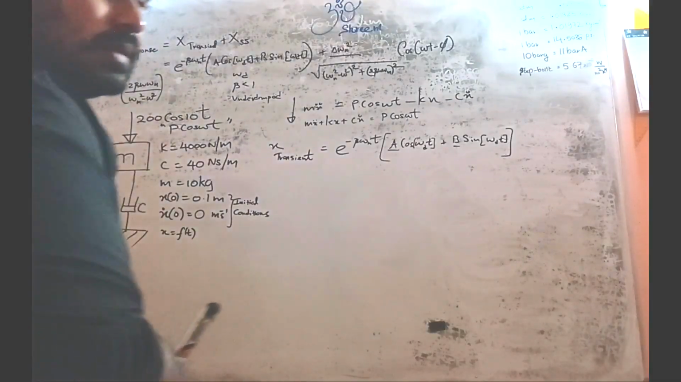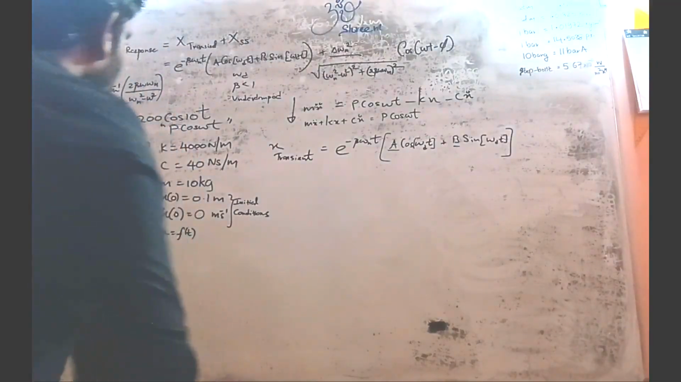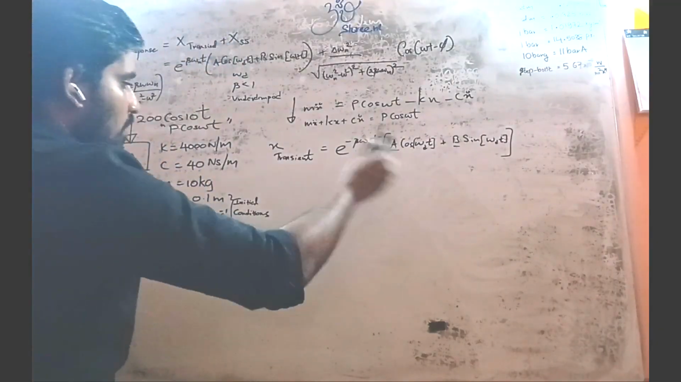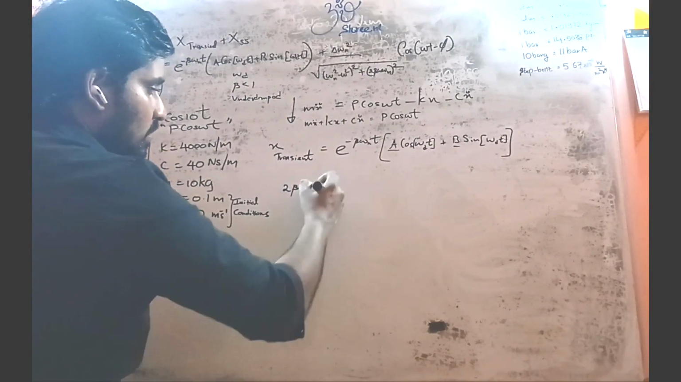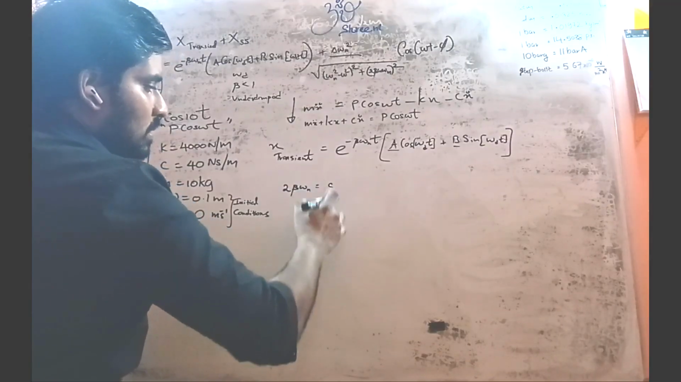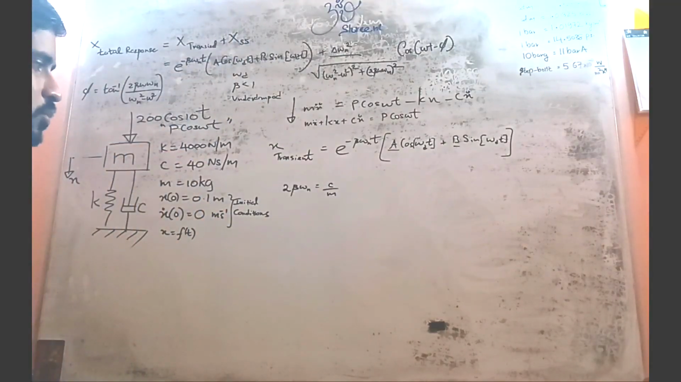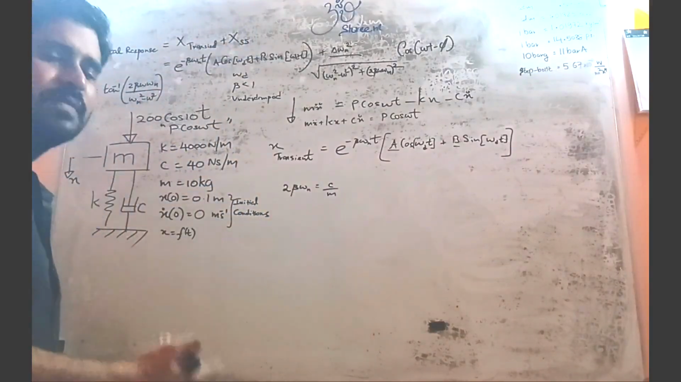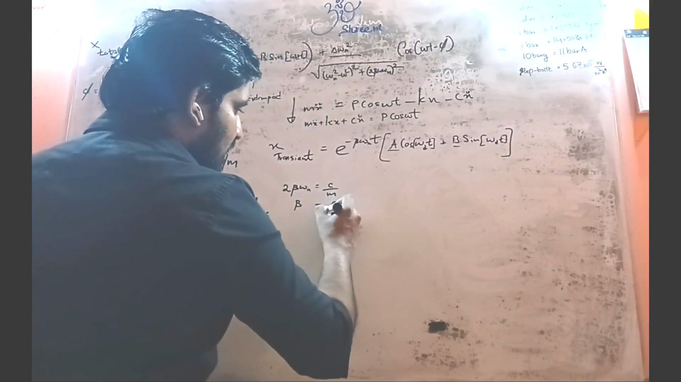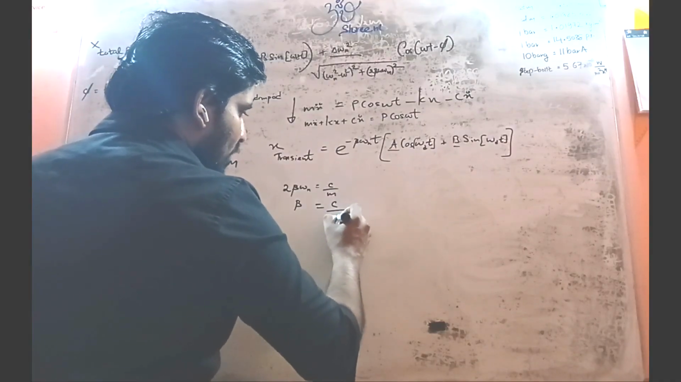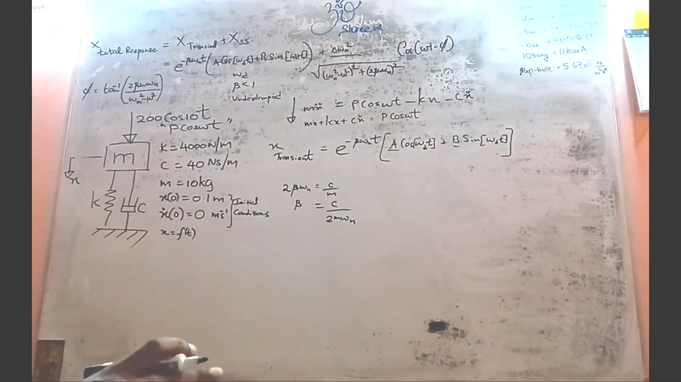Now let's focus on the given data here. We know that 2 beta omega n equals the damping coefficient divided by the mass, that is, 2 beta omega n equals c divided by m, from the fundamentals. So then beta equals what? Beta equals c divided by 2 m omega n. So that's one part.